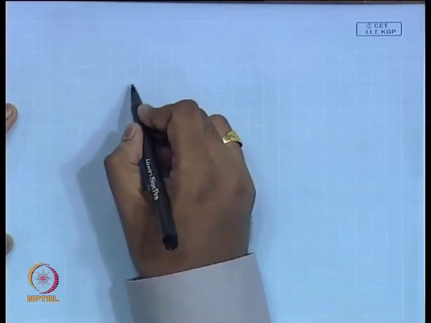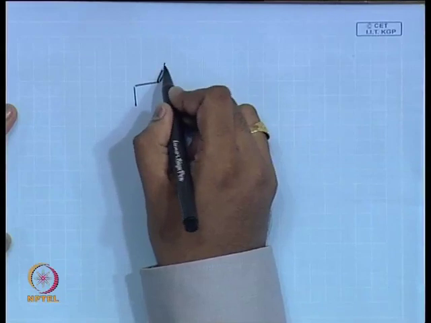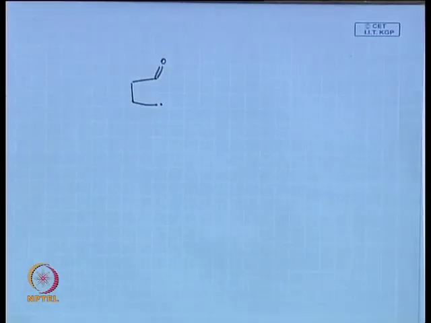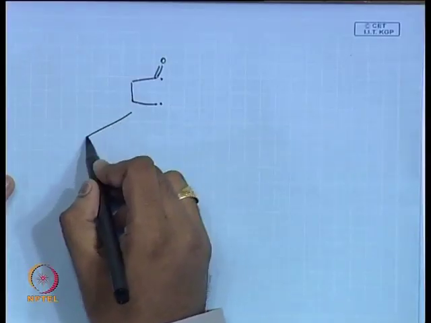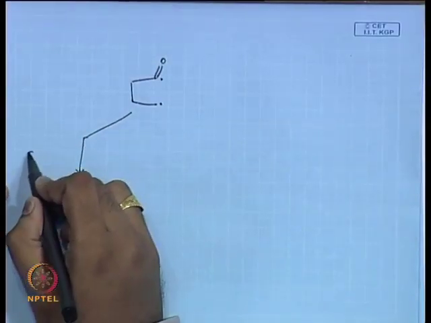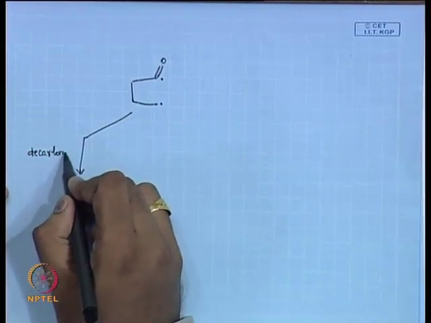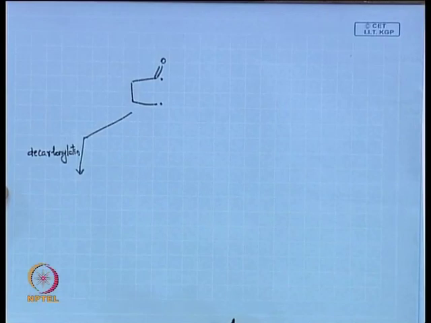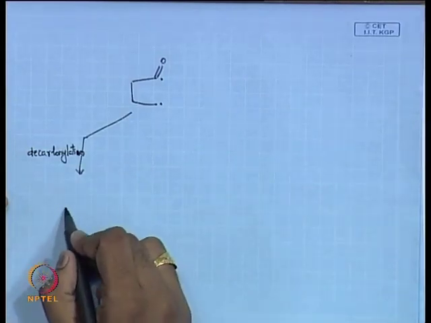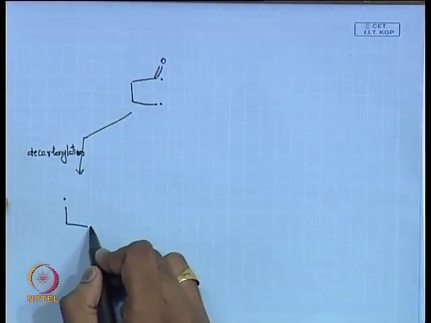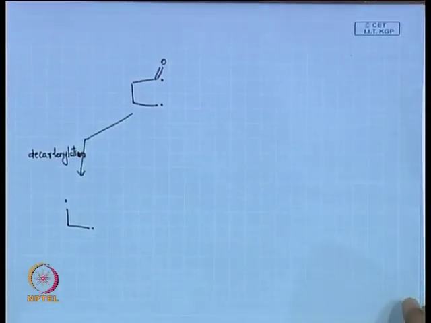Okay. Now, we will see what the secondary processes it can do. It has some interesting secondary processes we can think about. First thing you can think about is decarbonylization, giving you a 1,3 diradical system.